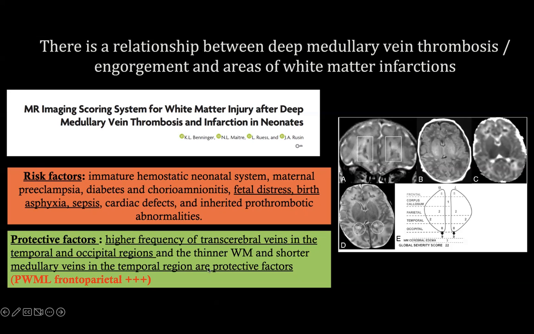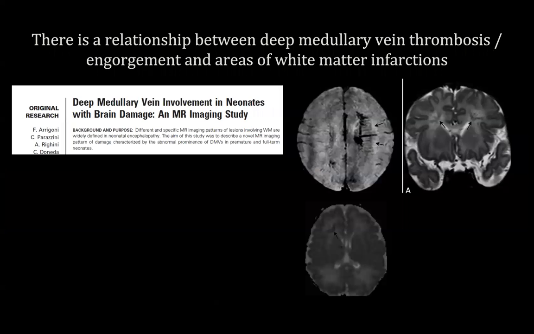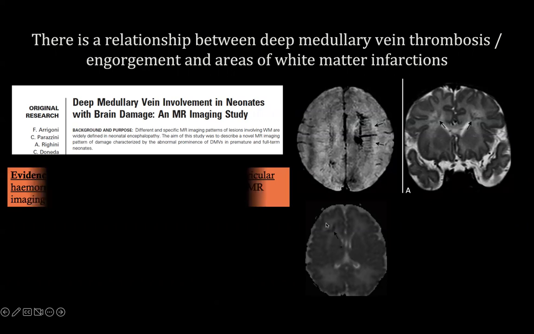And this is why they found most of the punctate white matter lesion in the frontoparietal regions in association with deep medullary vein thrombosis or engorgement. So there is an association, and we know that there is an association because these areas of abnormality tend to develop more in the areas where the deep medullary veins are more susceptible, okay? And this is a fabulous paper in AJNR 2011 by Filippo Arrigoni and colleagues from the group of Milan that again show very well this association with deep medullary vein thrombosis.